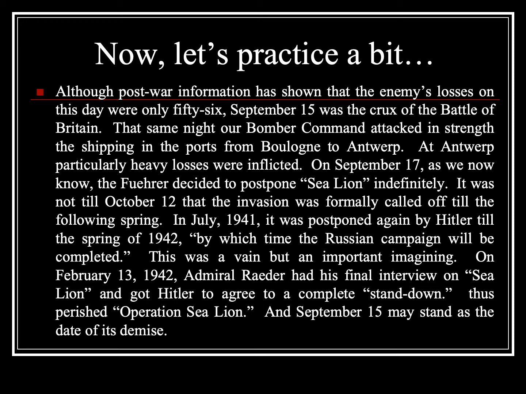In July 1941, it was postponed again by Hitler till the spring of 1942, by which time the Russian campaign will be completed. This was a vain but an important imagining. On February 13, 1942, Admiral Raeder had his final interview on Sea Lion and got Hitler to agree to a complete stand-down. Thus perished Operation Sea Lion, and September 15th may stand as the date of its demise.